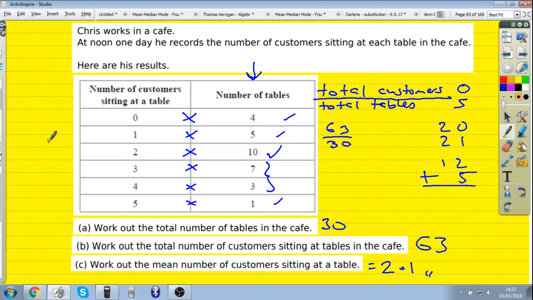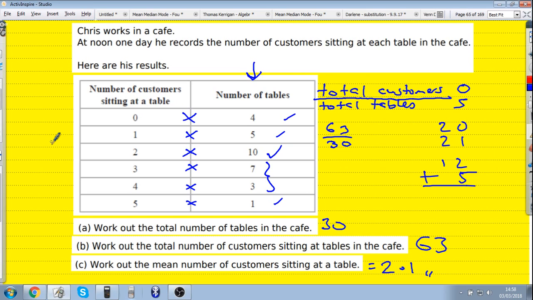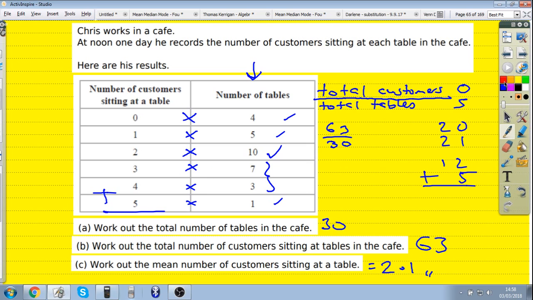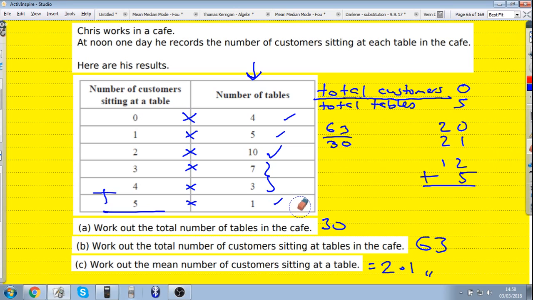So this one, how do you get the mean from a frequency table? Do we have to do total customers divided by total tables? And how do you get total customers? Do you add this one over here? Total customers. Then we add up the number of tables. So you add up all the tables. That'll give you total tables.